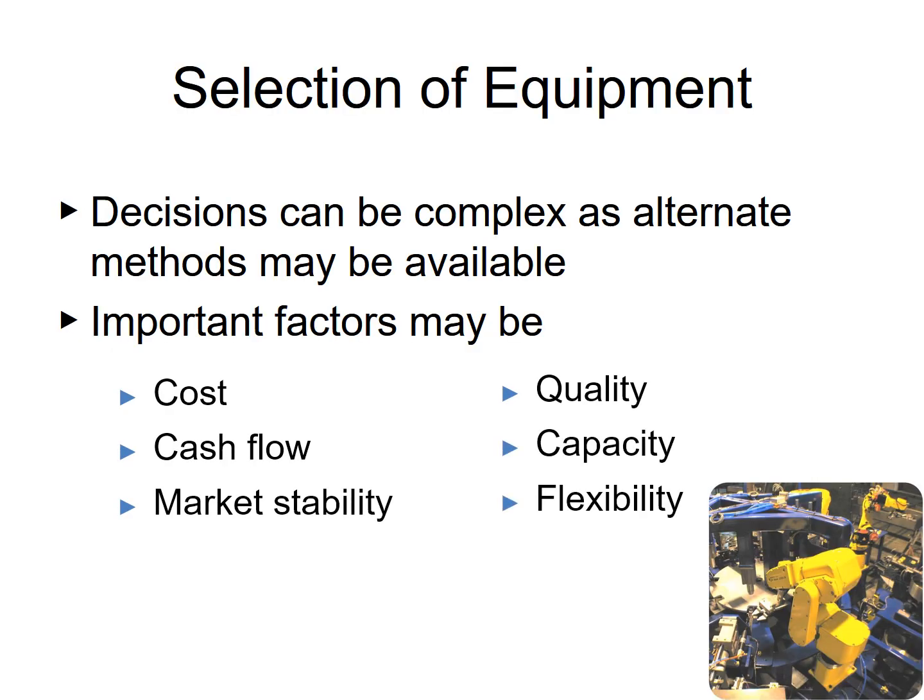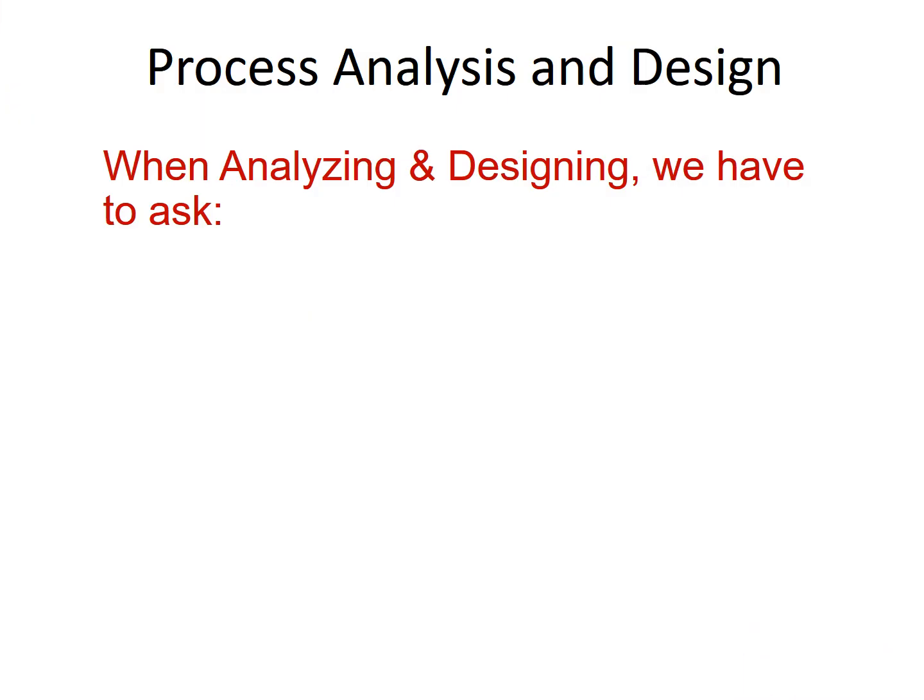Selection of equipment is done by decision making, which could be complex as alternate methods may be available. Important factors are cost, your cash flow, what is the market stability, can you afford to buy this new equipment, what's the quality expected, what is your capacity, and what is your flexibility to be able to change.